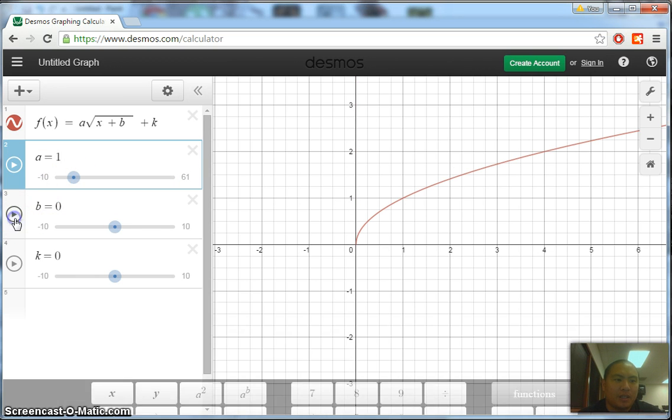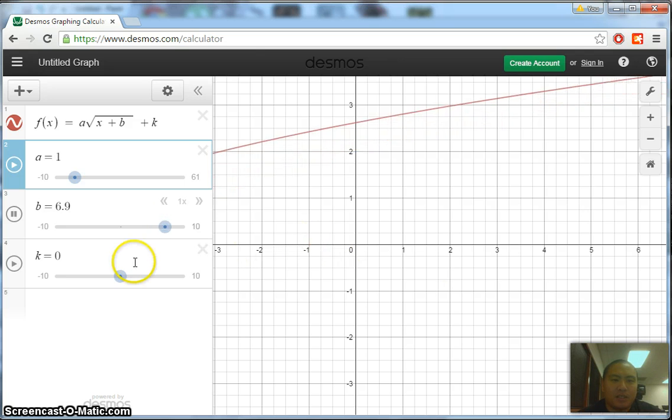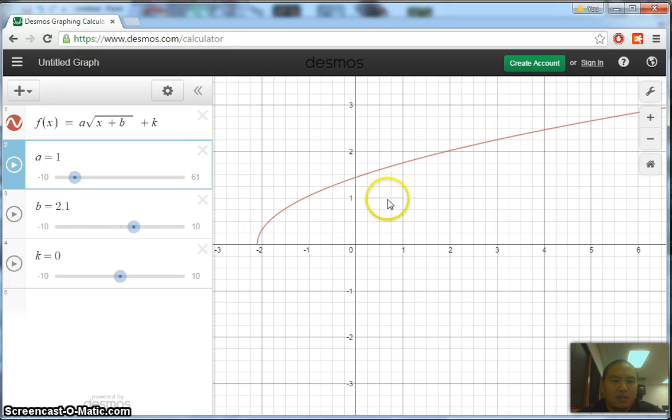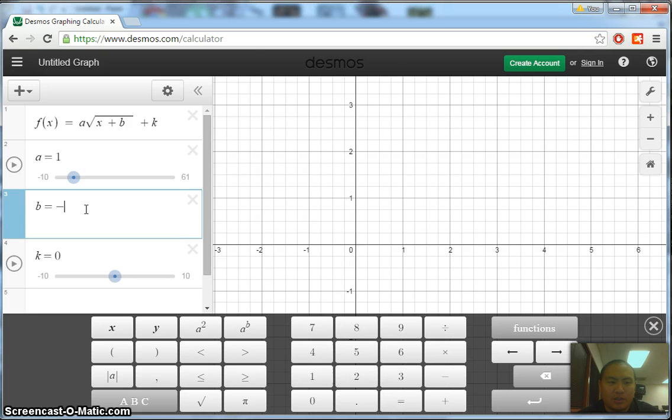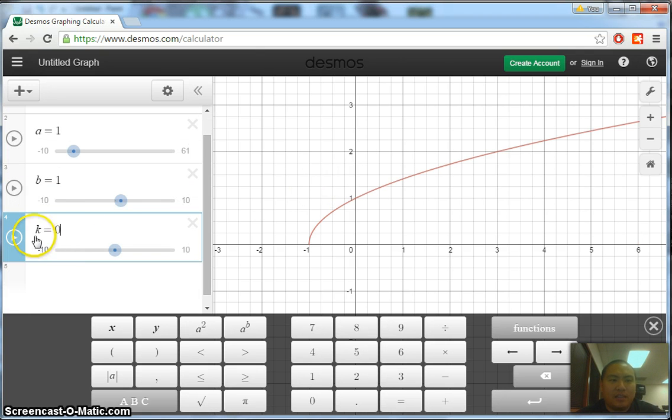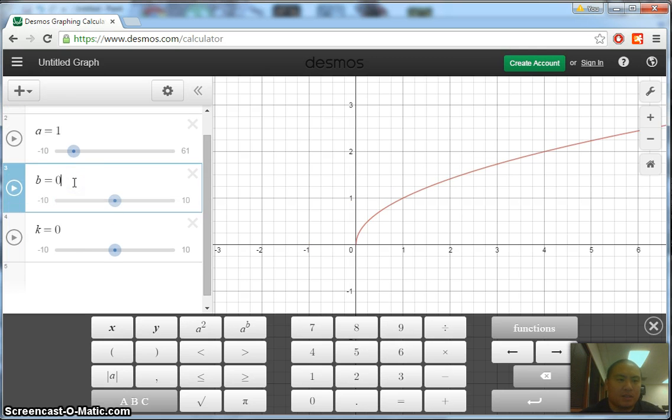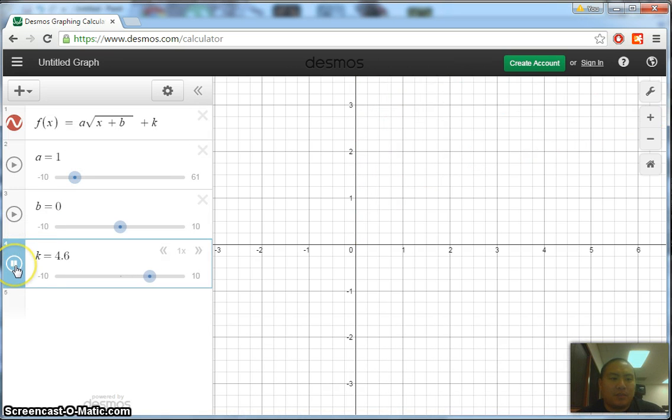All right, so let's check out b. As b becomes positive, we move to the left, and it's kind of come off our screen here. So b starts to move left when it's a positive number, and when it becomes a negative number, where it's like x minus something, then it starts to move to the right, which is what you see right there. So that's the other translation. And then finally we've got k. Let me set this back to 0. K is the one that tells it whether to go up or down. If you make k go up, as in a positive number, it'll go up. As it becomes a negative number, it'll start to go down.